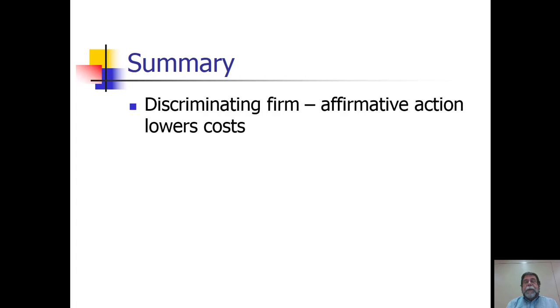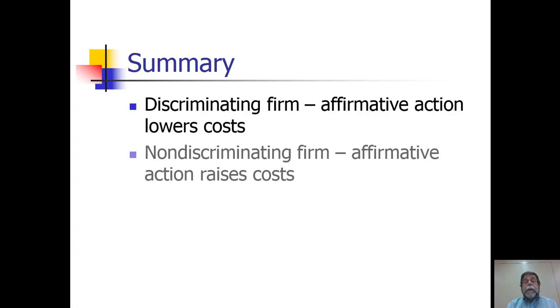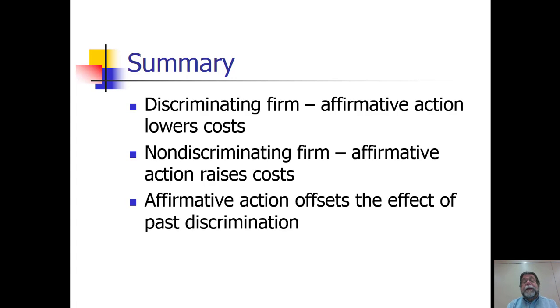In summary, when firms are engaged in discrimination, the introduction of an affirmative action program can lower the firm's costs. On the other hand, if firms are not engaged in discrimination, introducing an affirmative action program would result in higher costs for those firms. However, an affirmative action program can still be justified if it offsets the effect of past discrimination.